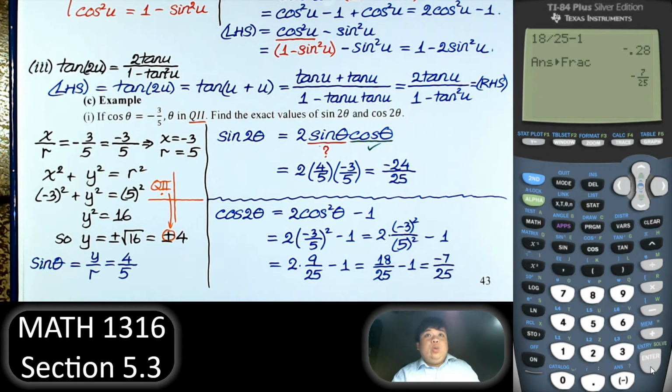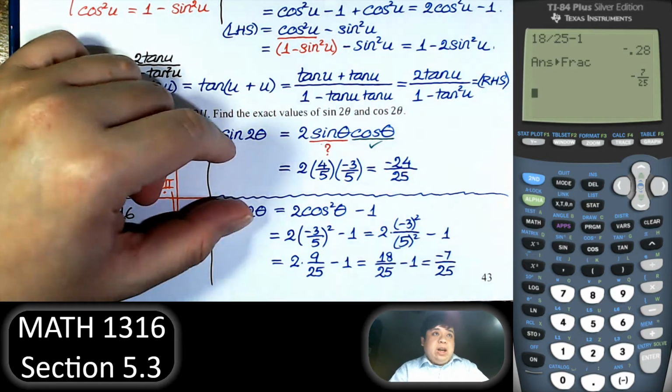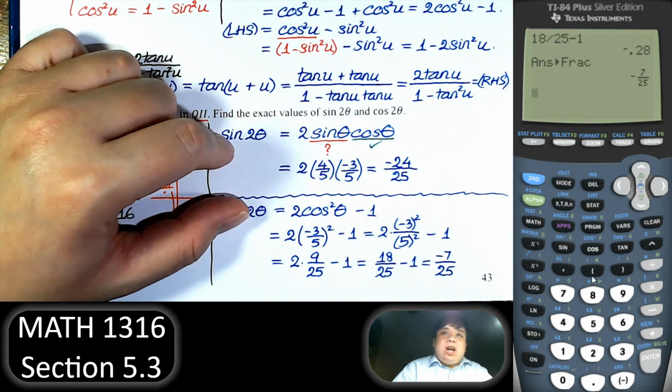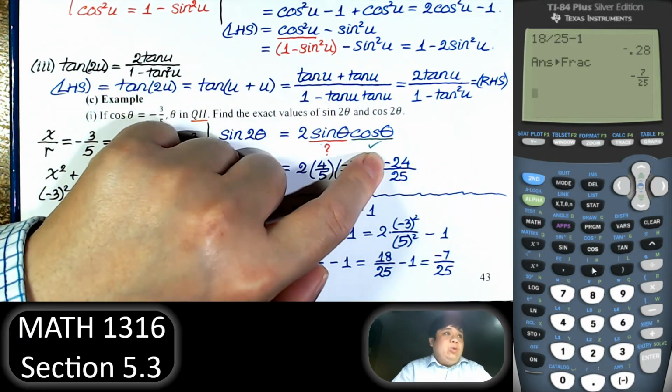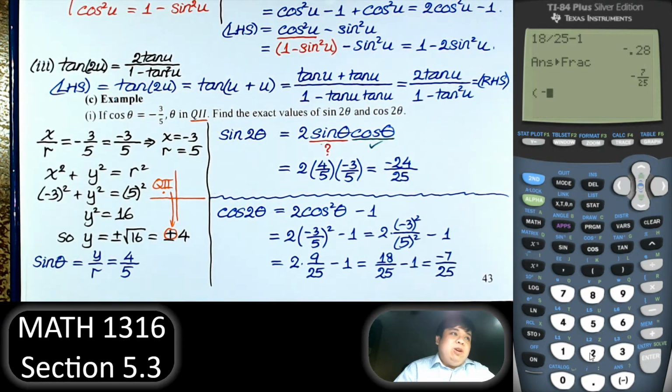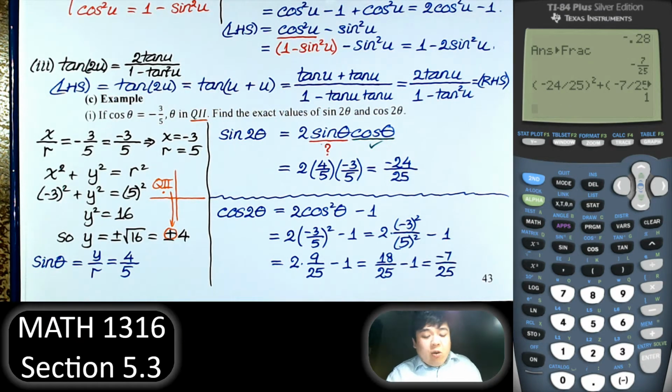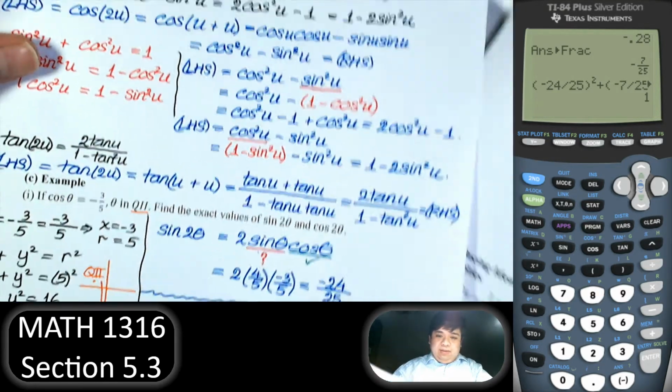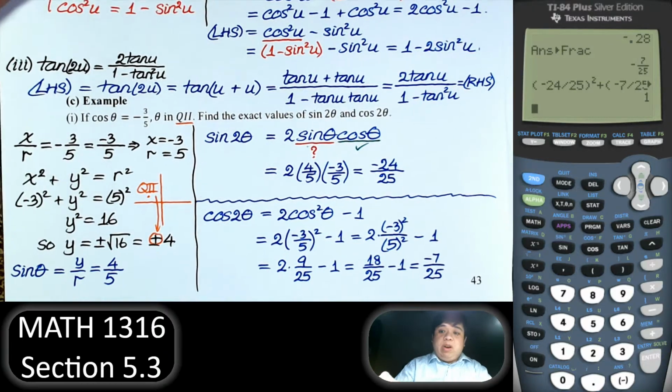Right. One thing we can check though, here we have sine and cosine. Sine squared plus cosine squared is 1, right? So we have negative 24/25 squared plus negative 7/25 squared. Sine squared plus cosine squared is 1. So that is correct. It's a nice thing that we can check. Right, so pretty straightforward.